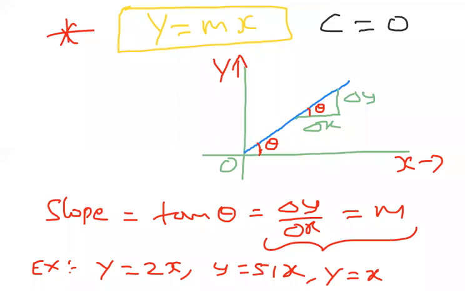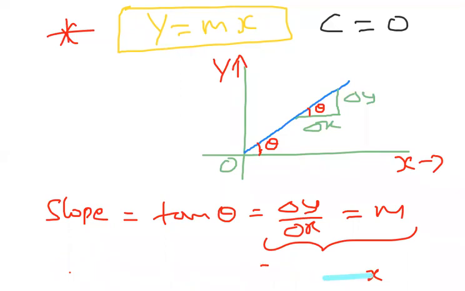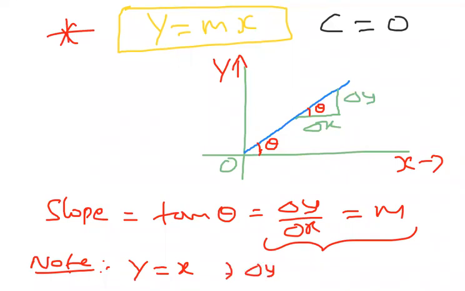Suppose they told us that y is equal to x itself. What can we say? What is the angle if y is equal to x? y is equal to x means change in y is equal to change in x. That implies tan theta is equal to 1. Tan theta 1 means, obviously, theta is 45 degrees.